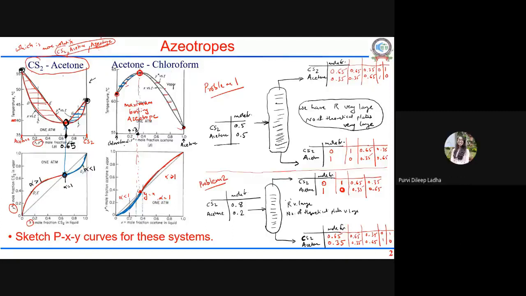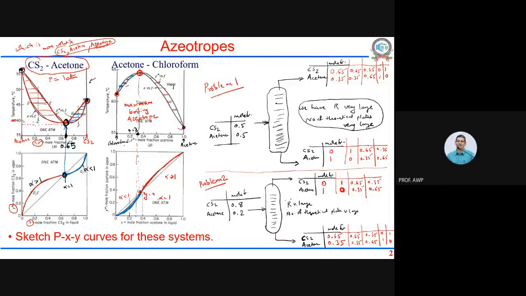It has lower boiling temperature. Correct. Pressure is constant, suppose 1 atmosphere. Then acetone will boil at 56, pure CS2 will boil at something like 46, but the azeotrope will boil at something like 39. So whichever one has a lower boiling point at a constant pressure will be more volatile. Do you agree with that? Yes, sir.